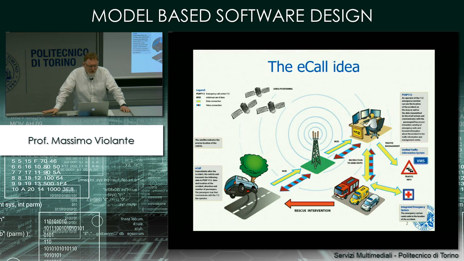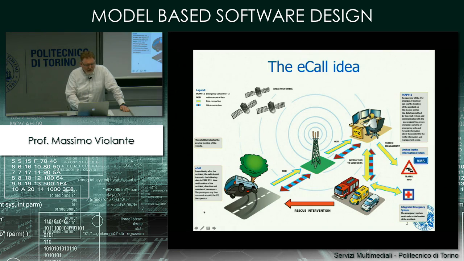So the European Union, as well as other governments, decided to ask car makers to integrate into their vehicles a kind of telematic box that is able to recognize that the vehicle underwent an incident and to automatically issue an emergency call. This is obviously based on an infrastructure where the vehicle is just one element.